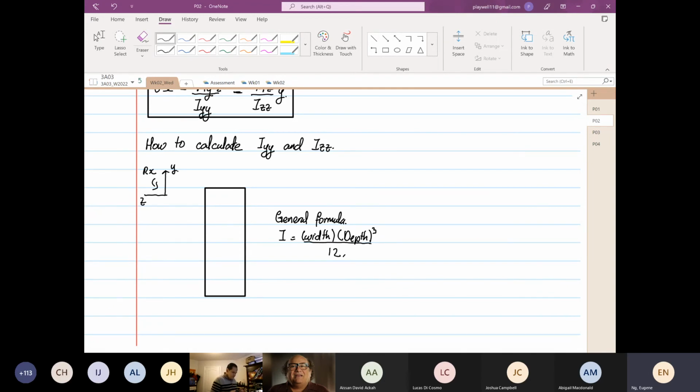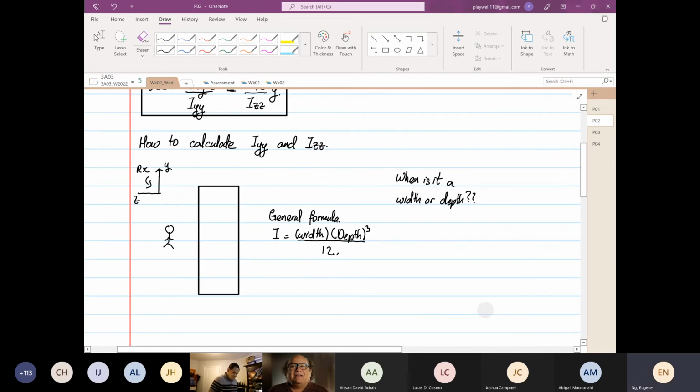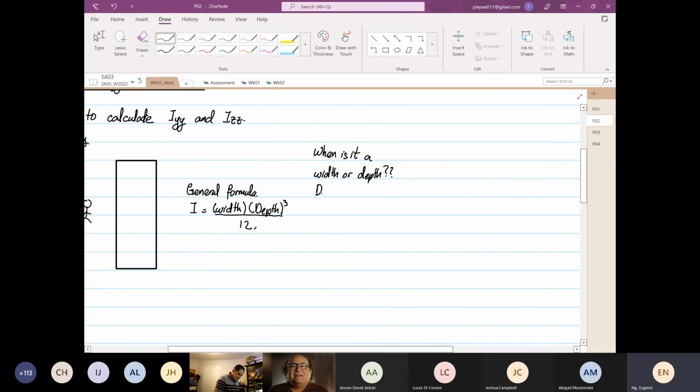So if the structure is oriented, what you see, the horizontal thing will be width, the deeper end will be its depth. Okay, why? If I was a human being, I put myself there. The depth is my height, and the width is left to right. I did my degree in England, in Birmingham. I did not know this. So when is it a width and when is it a depth? It goes like that, dependent on the axis of interest.